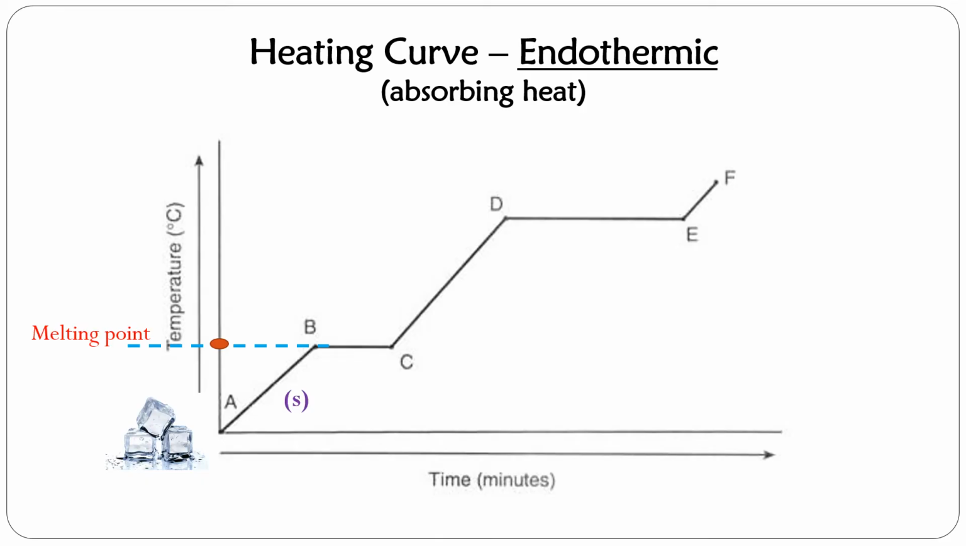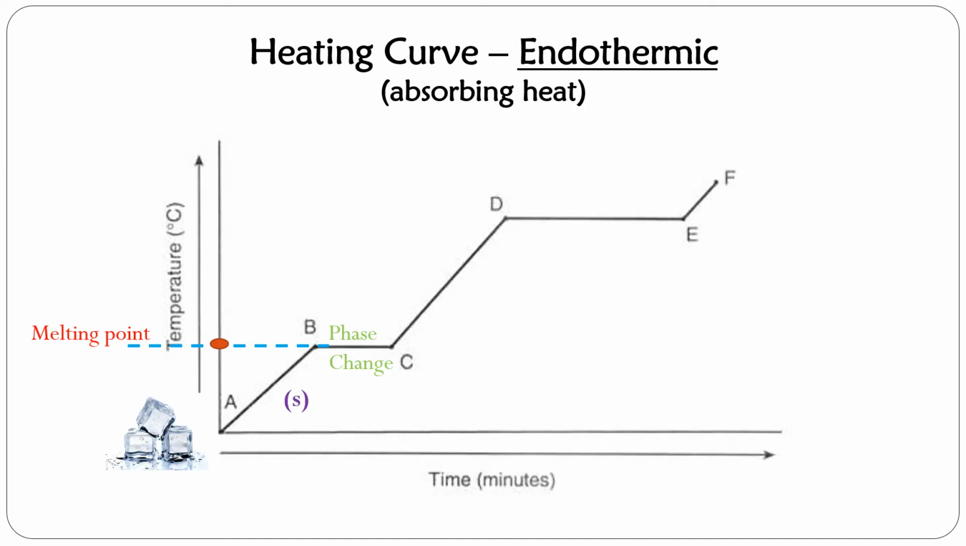And then the ice will take its sweet time to melt into liquid water, and that will be the time between point B and point C. So that's the time when the phase change is happening. Solid ice is converting into liquid water. And during this time, there is no temperature change. The temperature is staying the same. We are at the melting point.